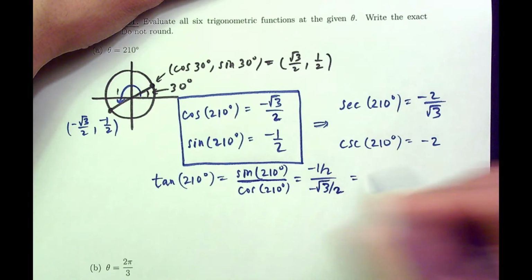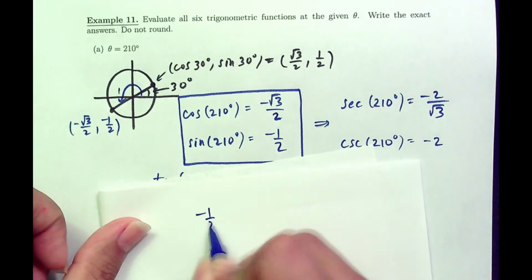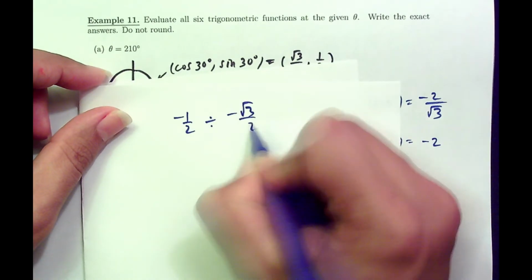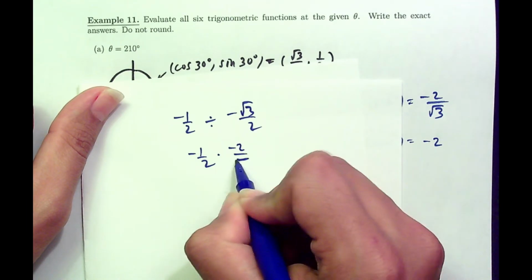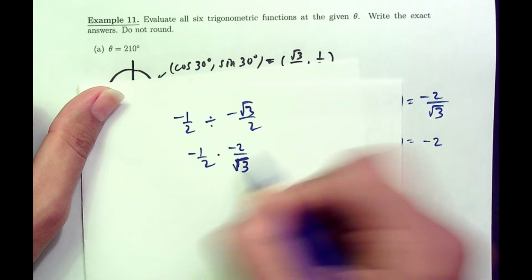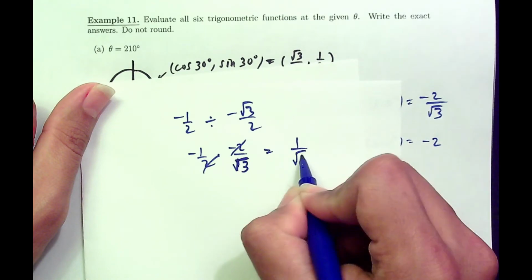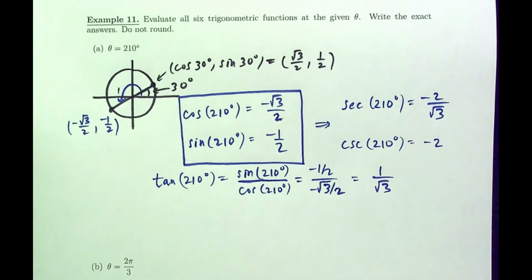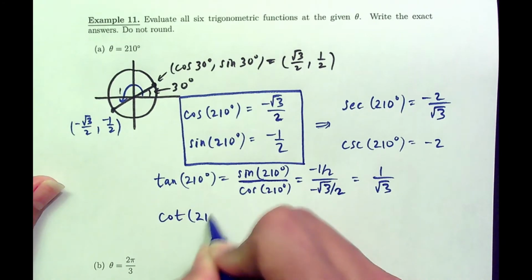And then you simplify this, and let's do it real quick on a separate sheet of paper. So negative a half divided by negative square root of 3 over 2. Well, simplifying, this is times negative 2 over square root of 3. You can cancel the 2's, negative and negative multiplied together gives you positive. So this is positive 1 over square root of 3.